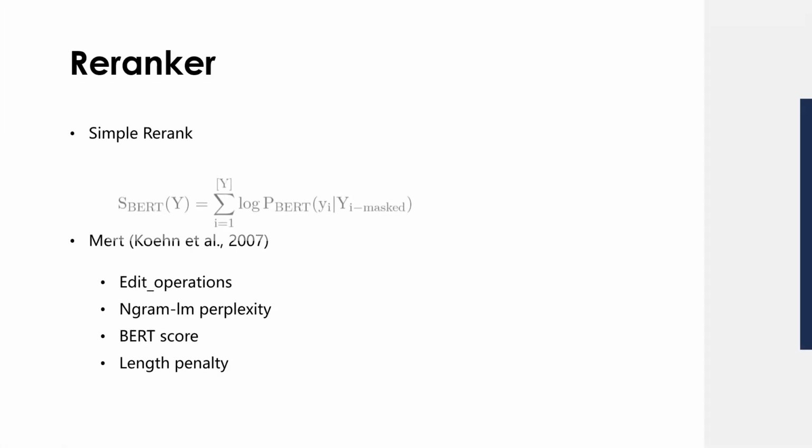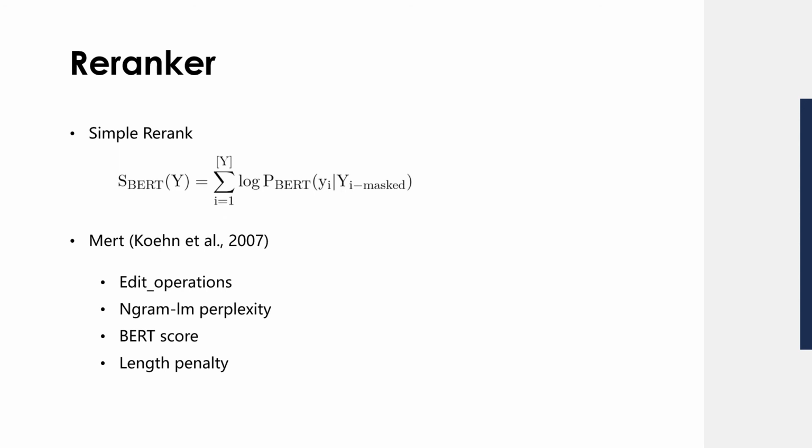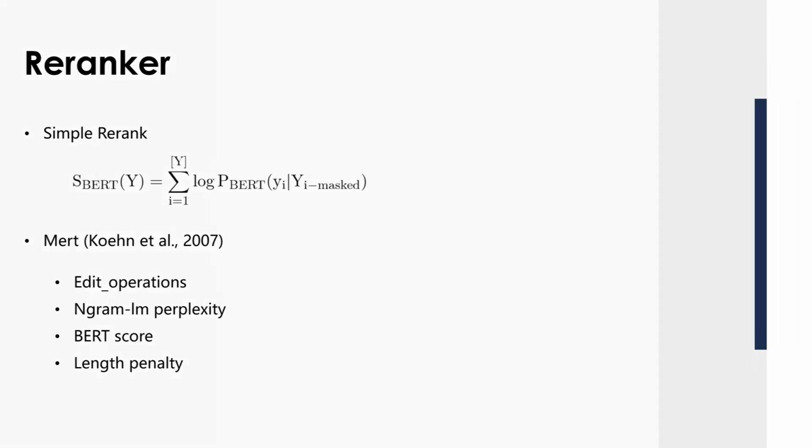The first one is simple re-rank. Just simply use the output of BERT and calculate the result. And the next one is merge. It combines edit operations, n-gram perplexity, BERT score, and length penalty to generate the final result and get the order of the sentences and get the best output.